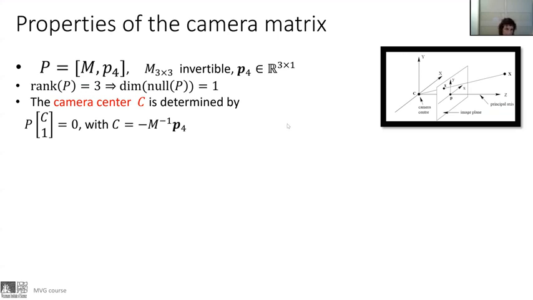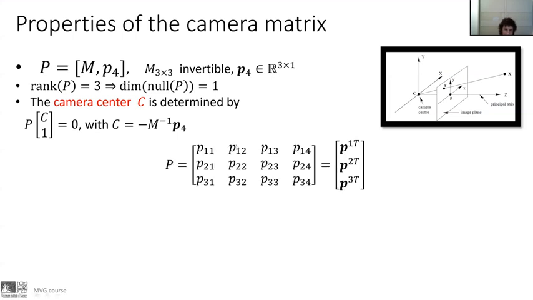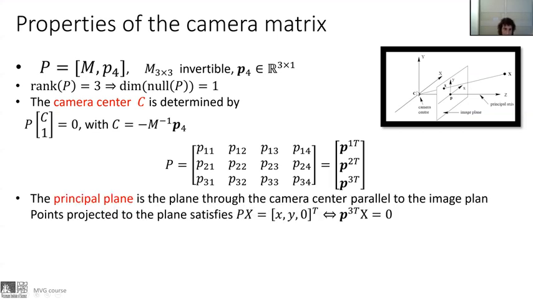Moreover, if I'm writing the camera matrix like this, 3 by 4, and each row is denoted by P1, P2, and P3 correspondingly, I would like to say something more about the principal plane. Recall, what is the principal plane? Everybody remember? Z equal to 0. The principal plane runs through the camera center parallel to the image plane.